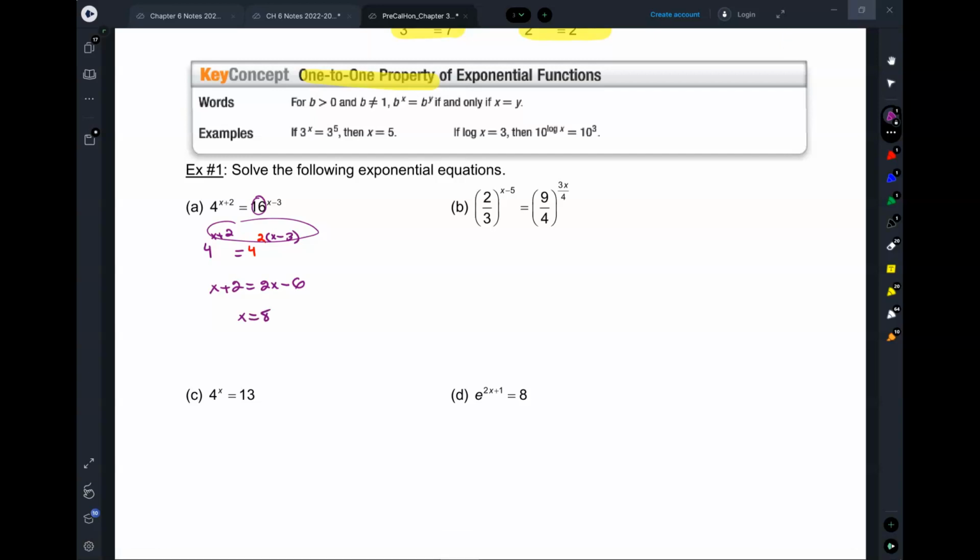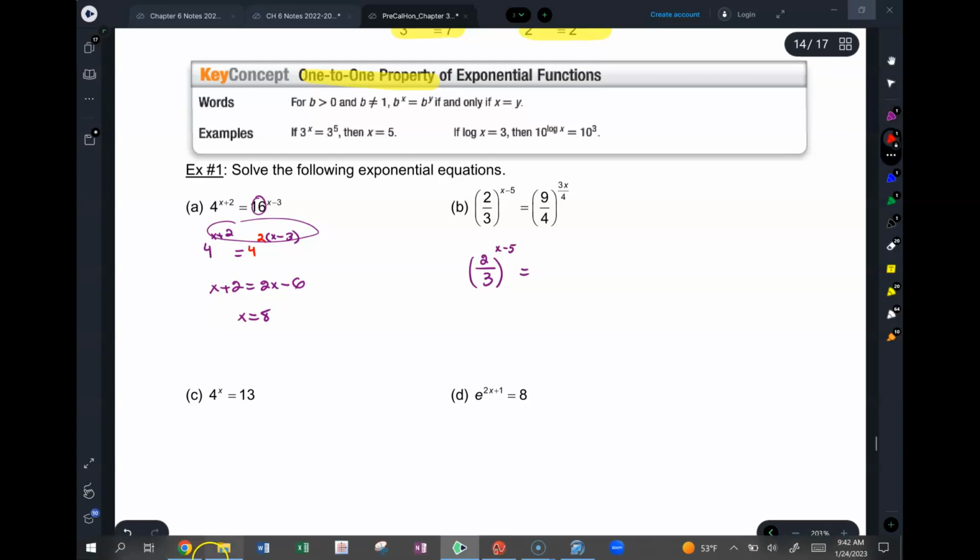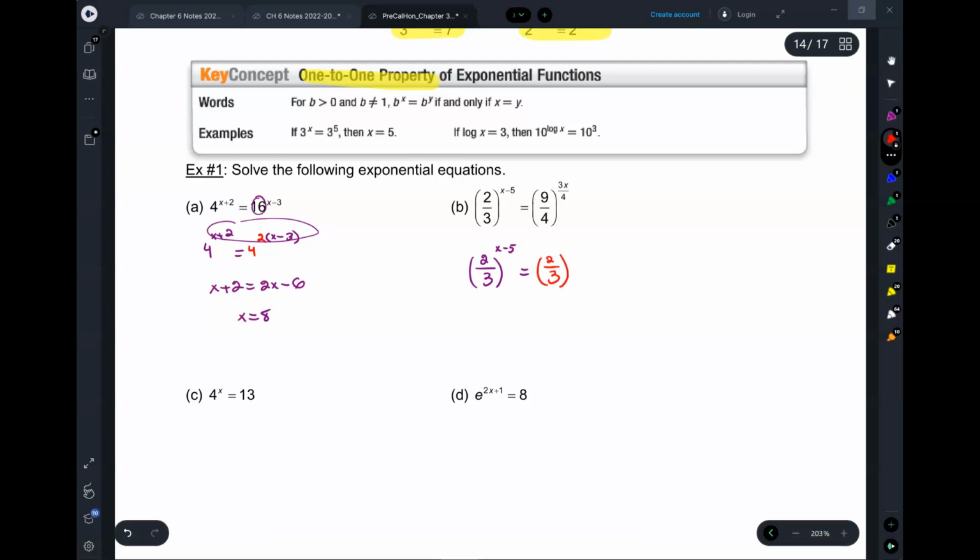Okay? Now, what is the domain for all exponential functions? All real numbers. So you don't really have an issue of extraneous solutions for these, right? Okay. So take a look at the next one. I have 2/3 to the x minus 5 equals 9/4 to the 3x/4. Well, okay, so 2/3, I can't really do much with that. 9/4, okay, that's the square of this, but it's also the reciprocal, right? So I would have to write that as 2/3 to the power of -2 times 3x/4.